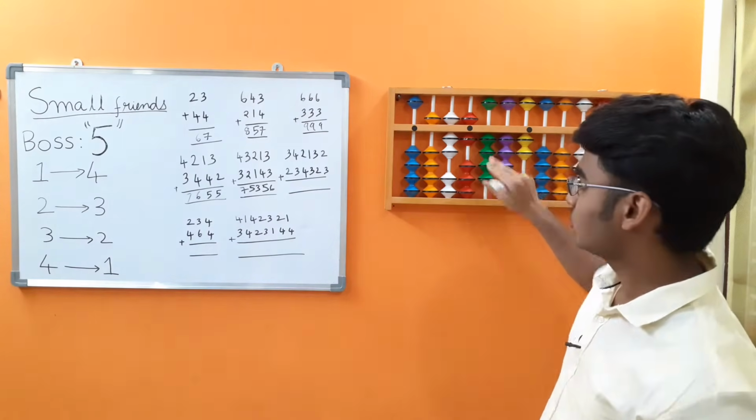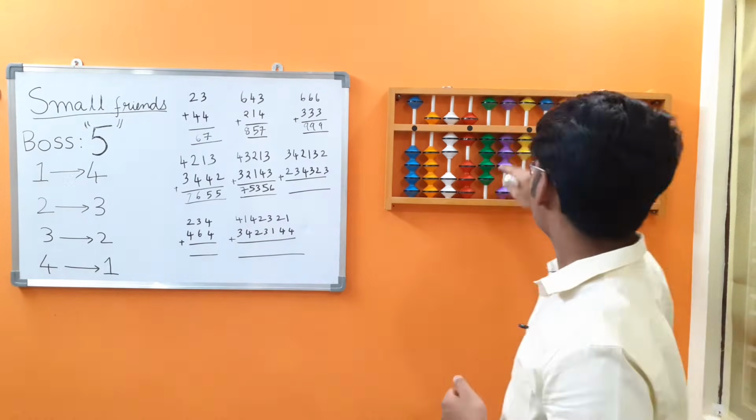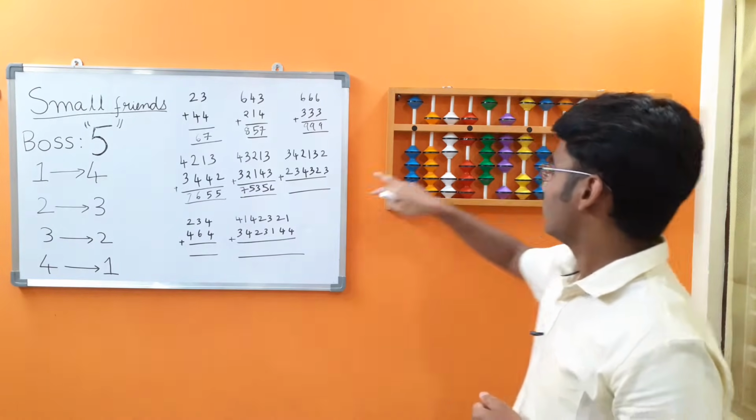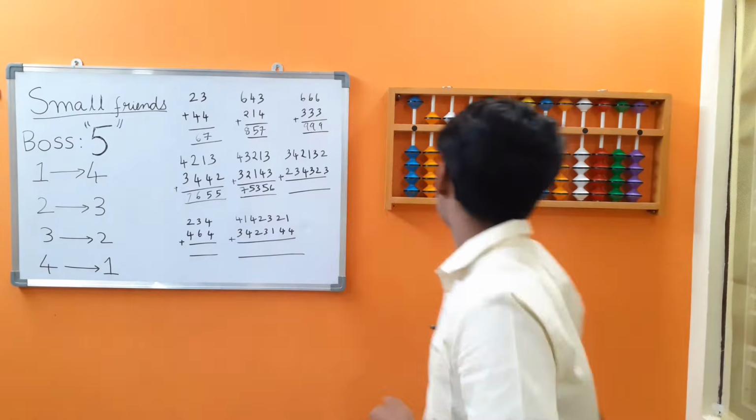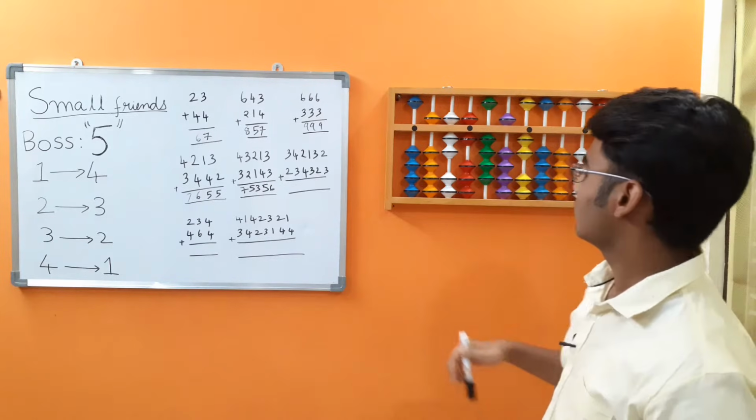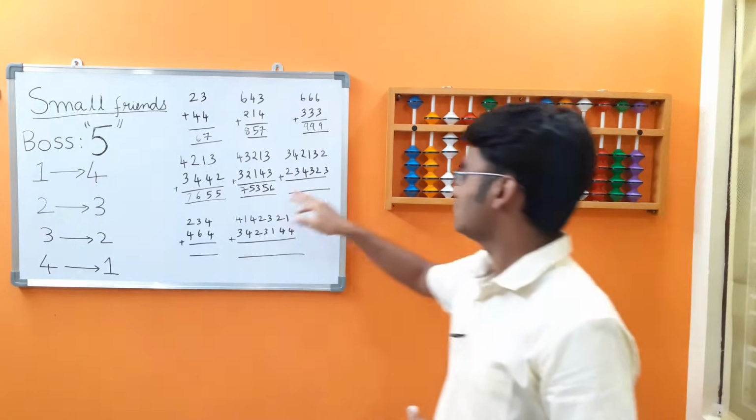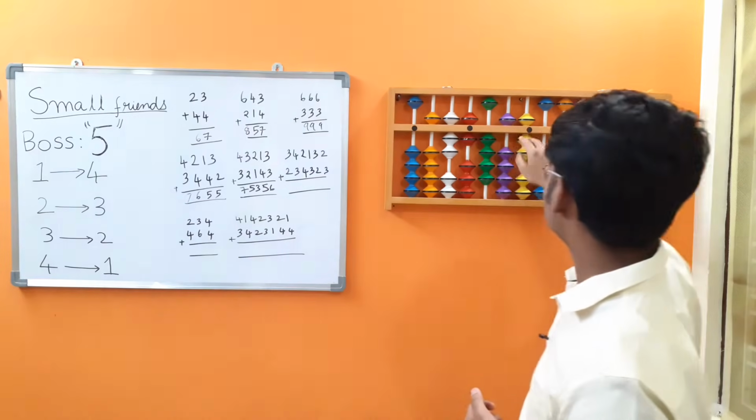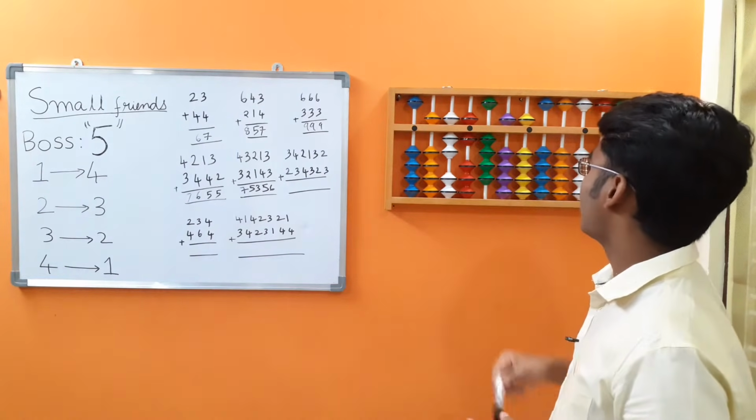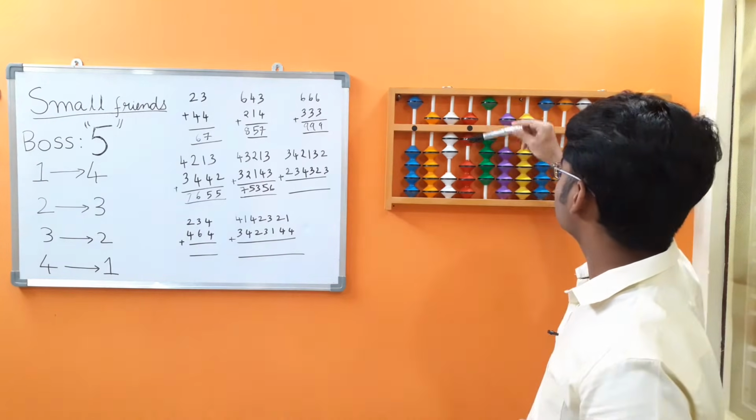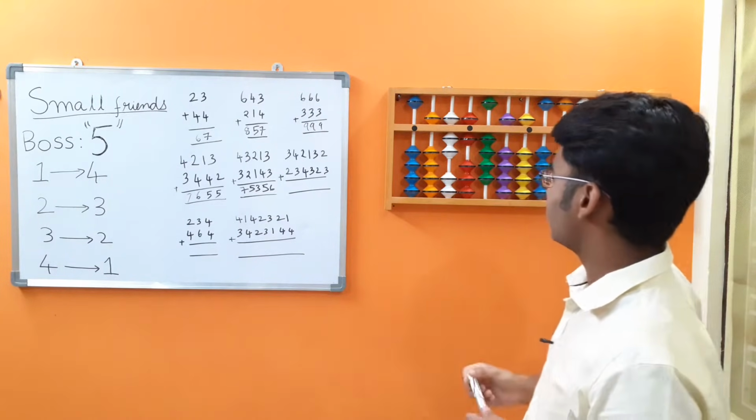Let's push 3. 2. Add the boss 5. 2's friend is 3. Less the friend 3. And 3 again. Add the boss 5. 3's friend is 2. Less the friend 2. We got the answer as 576,455. Let's write it.